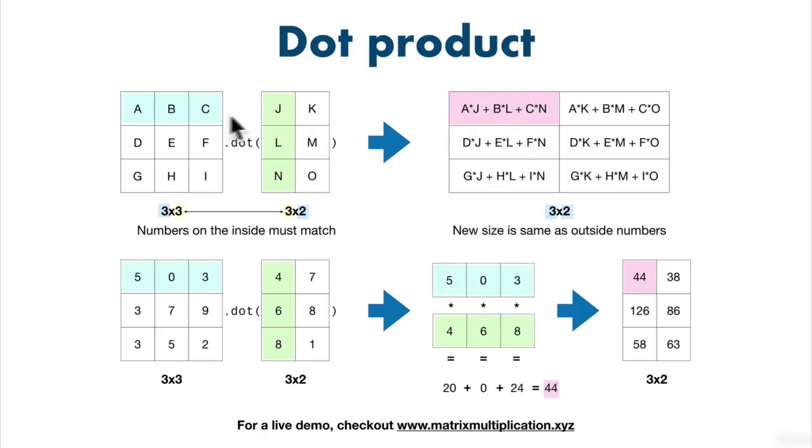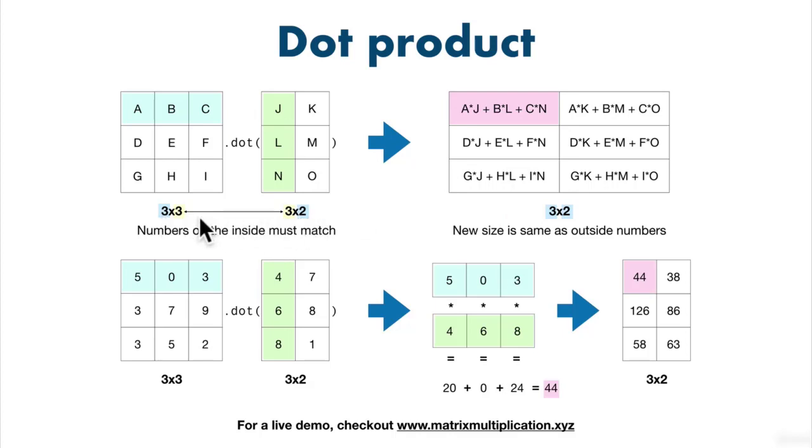And then if we kept going through, we would eventually get this resulting matrix here. But there's a couple of rules with a dot product. The numbers on the inside must match. So for a dot product to happen between two matrices, their dimensions, if you put them side by side, this 3 matches this 3. So this matrix here has 3 rows, and so does this one. And now the resulting matrix is the size of the outside numbers. So the dimensions of this resulting matrix are 3 by 2, because the outside numbers of these two matrices are 3 and 2. Okay, so we've got that.